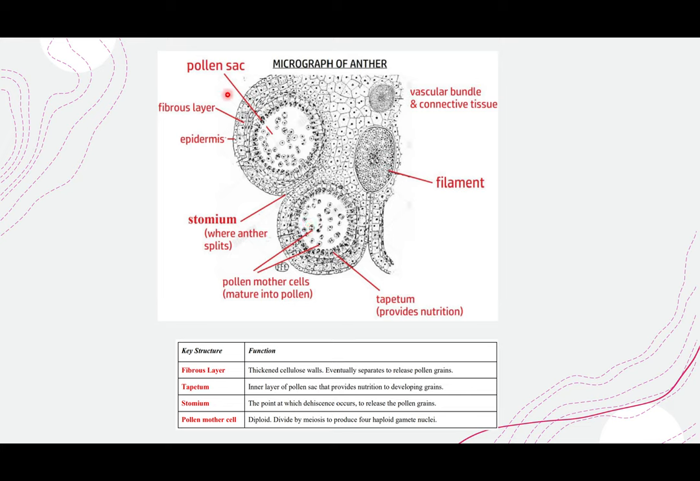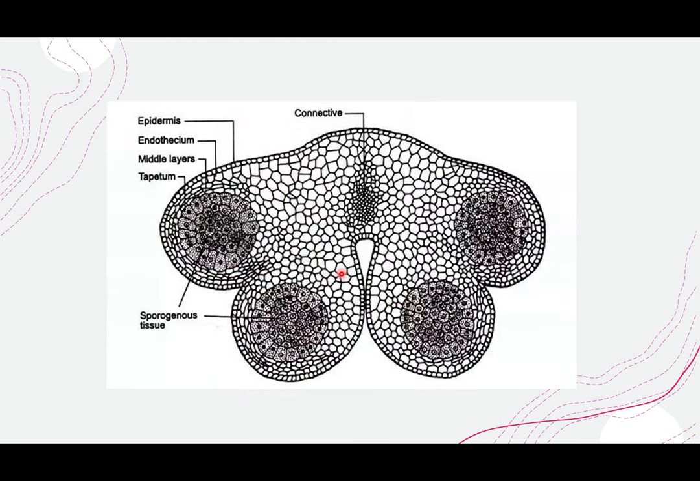I didn't mention this layer here. The outer layer of generally any biological component is what we tend to call the epidermis. The outer layer cells would be the epidermis that helps protect and enclose all of these structures within the anther itself. So that's what's happening there. Here's another diagram of how an anther would look.